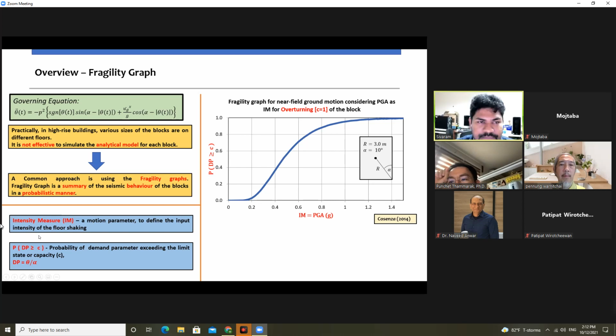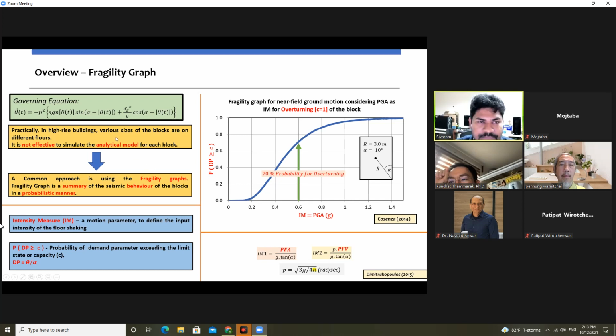Then this one is the probability: the probability that the demand parameter is greater than or equal to capacity. We can derive it by theta alpha, because max alpha for the symmetrical block. So if we develop the fragility graph like this, and we know the peak ground acceleration for a particular block, we can get it from past studies. These are the two common intensity measures they use: IM1 is equal to peak floor acceleration, and IM2 is peak floor velocity.